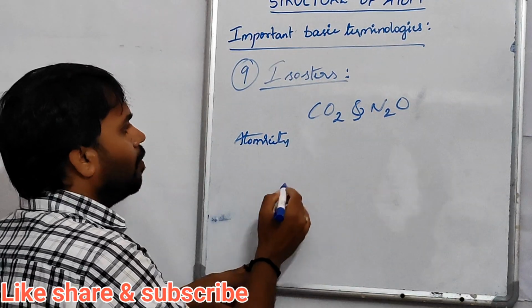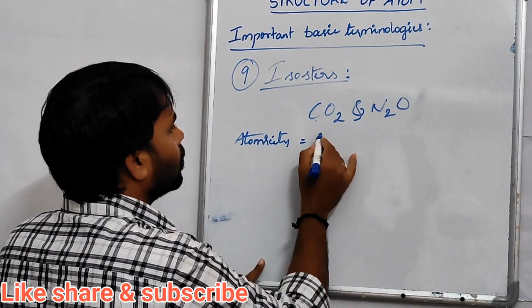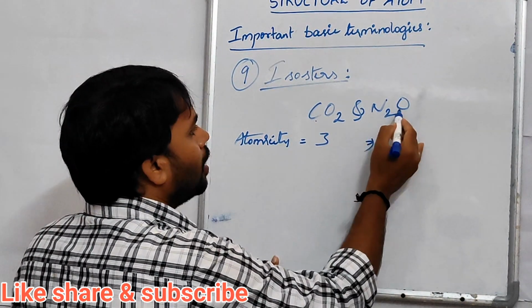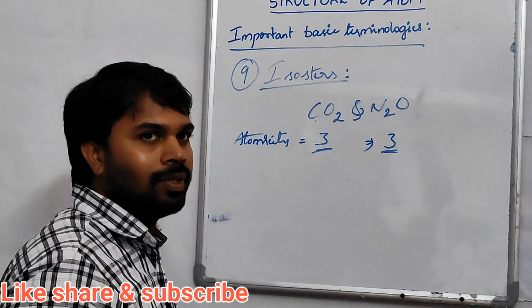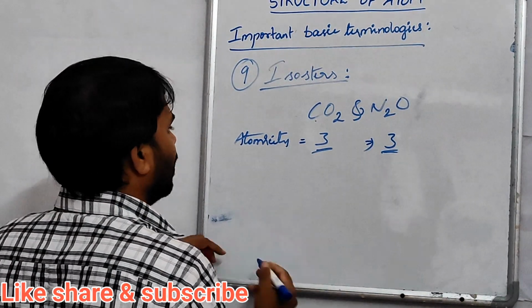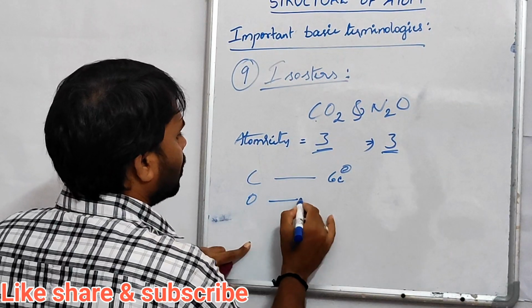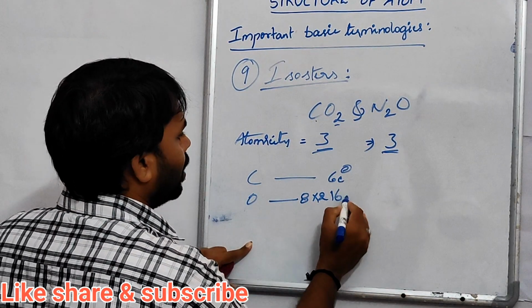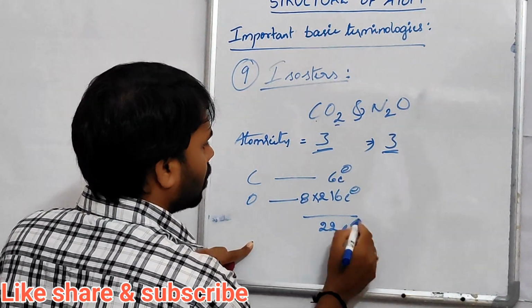In CO2, 1 carbon and 2 oxygens are present. 1 atom, 2 atoms, total 3 atoms. In the case of N2O, 2 nitrogen atoms and 1 oxygen atom, 3 atoms. Atomicity is the same. Now come to the calculation of electrons. Carbon has 6 electrons. Oxygen has 8 electrons. 2 oxygens, 2 into 8, 16 electrons. Sum of these two, we get 22 electrons.